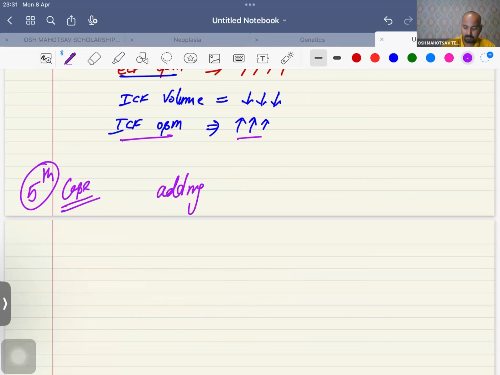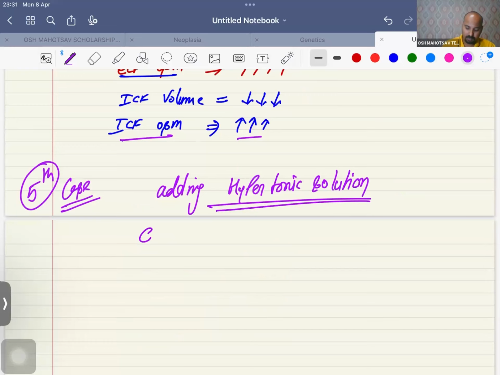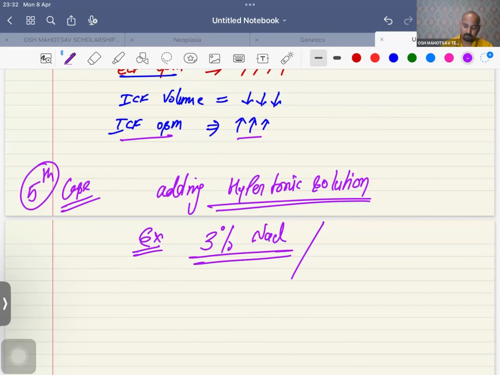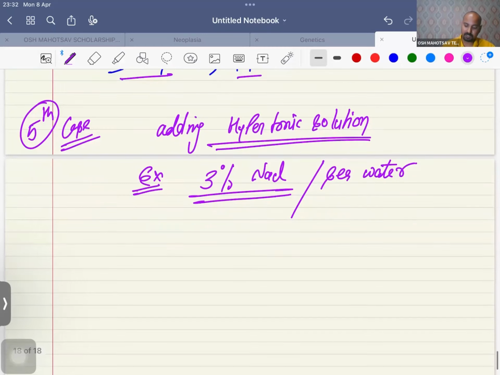We are adding hypertonic solution. For example, 3% NaCl. 3% NaCl is a hypertonic solution example, or we can say seawater. Okay. In this case, again, we have a diagram.